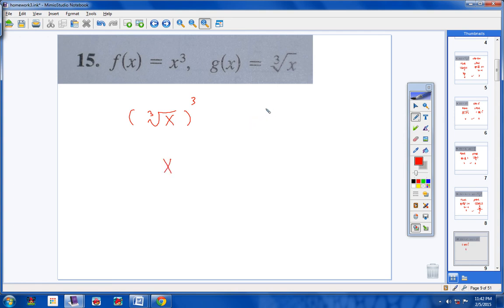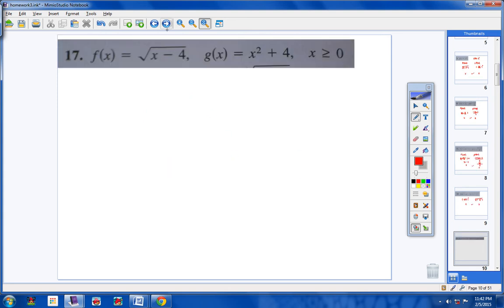So take your g function. Everywhere there's an x, we're going to put a big parentheses. And then we're going to pick up this function over here and put it in the parentheses. Whenever you have the cube root of something cubed, you get just the base. So we're left with x. The cube root of x cubed is x. So it checks. Number 17.